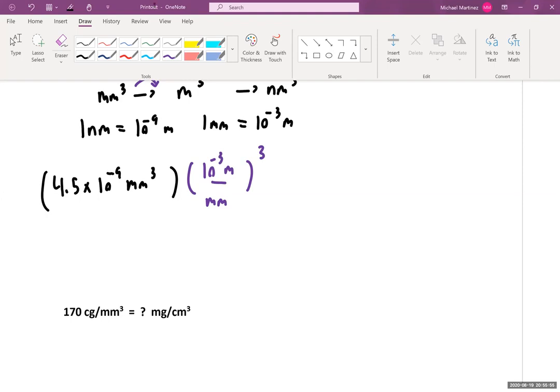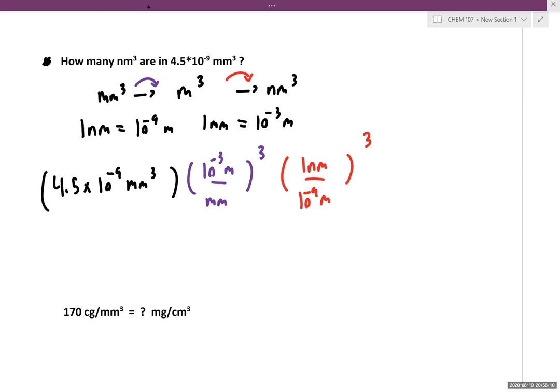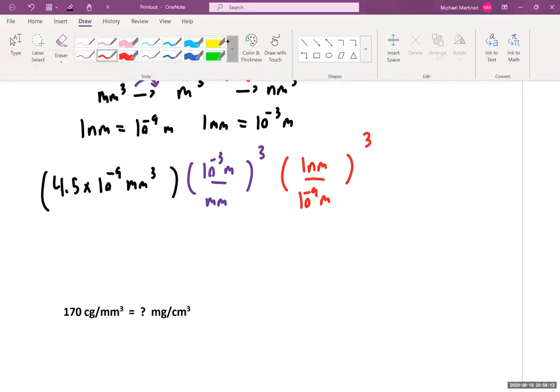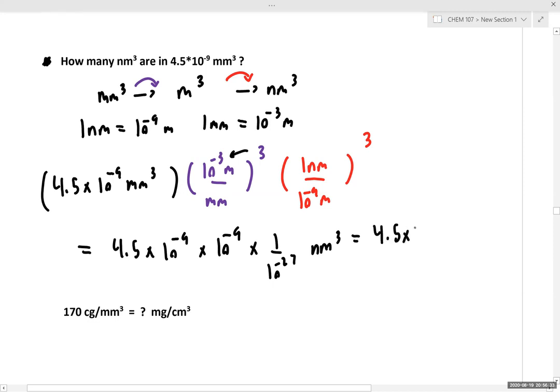For our next step, we're going from meter cubed to nanometer cubed. So we need nanometers on top. So we have 1 nanometer per 10 to the negative ninth meter. And again, we cube our conversion factor. So if you punch this into your calculator, you'll get 4.5 times 10 to the negative ninth times 10 to the negative ninth times 1 over 10 to the negative 27th nanometer cubed, which in turn gives us 4.5 times 10 to the ninth nanometer cubed.